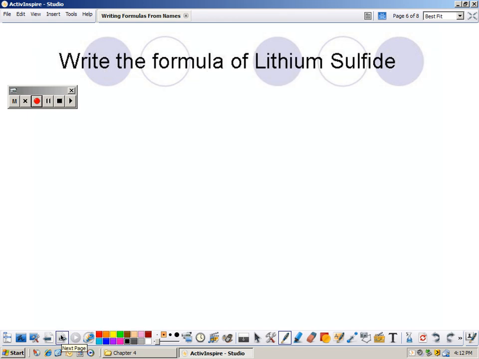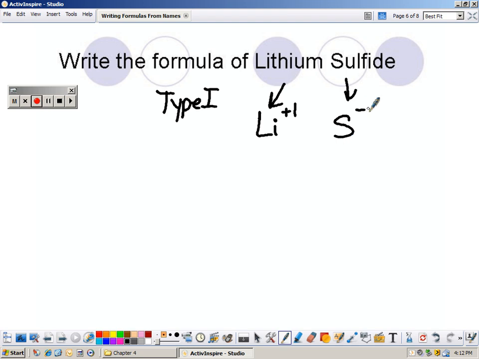Write the formula for lithium sulfide. So let's see. Lithium. Sulfide comes from sulfur. So you have a metal and a nonmetal. Lithium forms an ion that we can predict, so you should be thinking it's type 1. And then you could predict this to have a charge of +1. Sulfide you can predict to have a charge of -2.